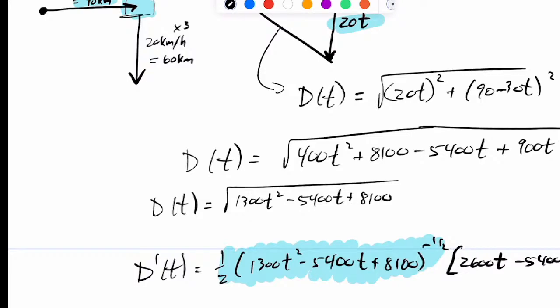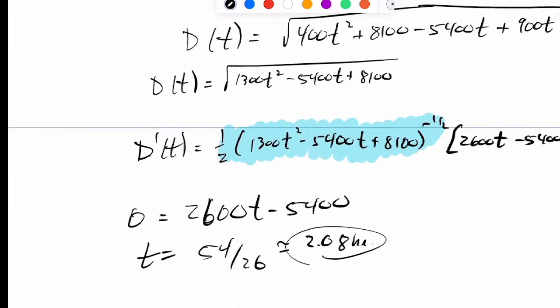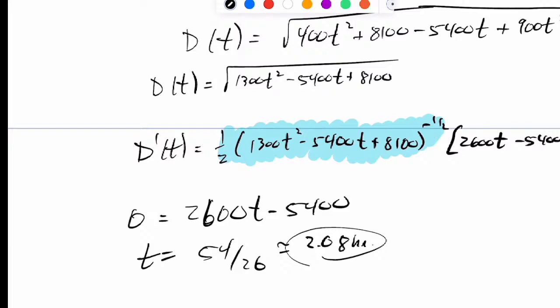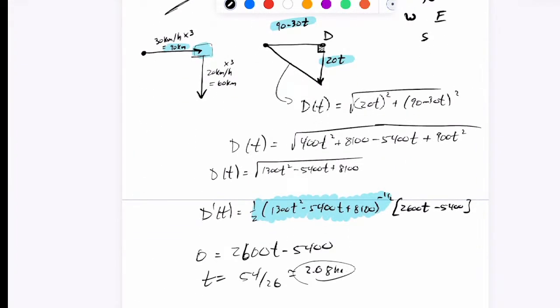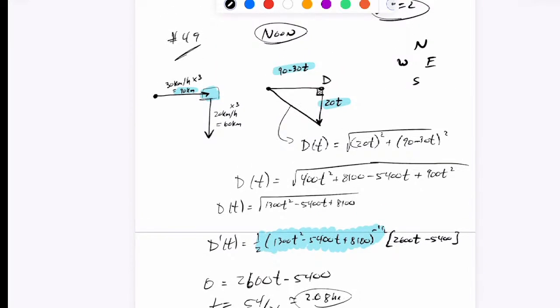Yeah, they got 2.077, so 2.08 hours. Right, so you can adjust the time, multiply by 60, and change it to minutes. But after approximately 2.08 hours, that's when the boats are closest together. That's 49. Okay, there's 49 here. What else we got?